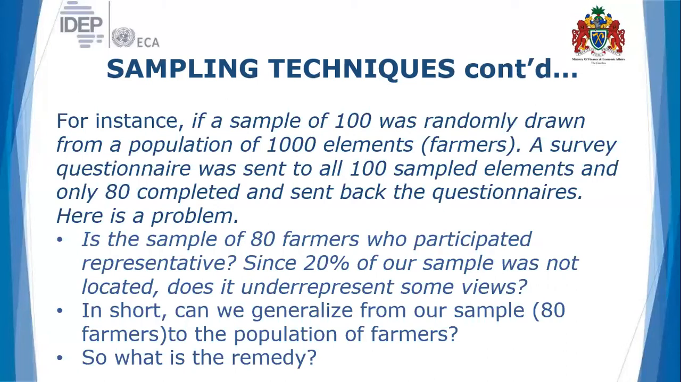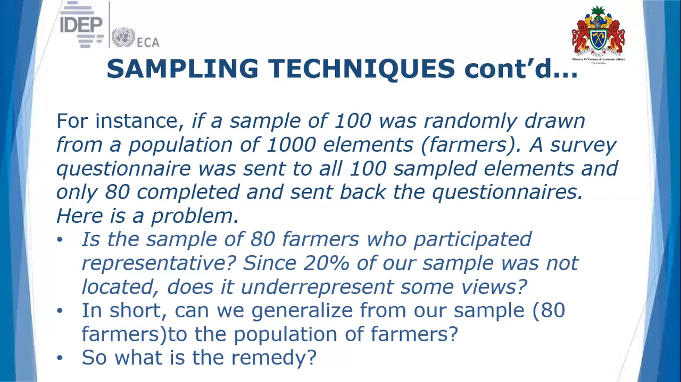Let's look at an example to make this point more clear. Suppose a sample of 100 was randomly drawn from a population of 1,000 elements. Let's say these elements are the farmers. A survey questionnaire was sent to all the 100 sampled elements or farmers, and only 80 completed and sent back the questionnaires. That means 20% of the questionnaires did not come back from the farmers.